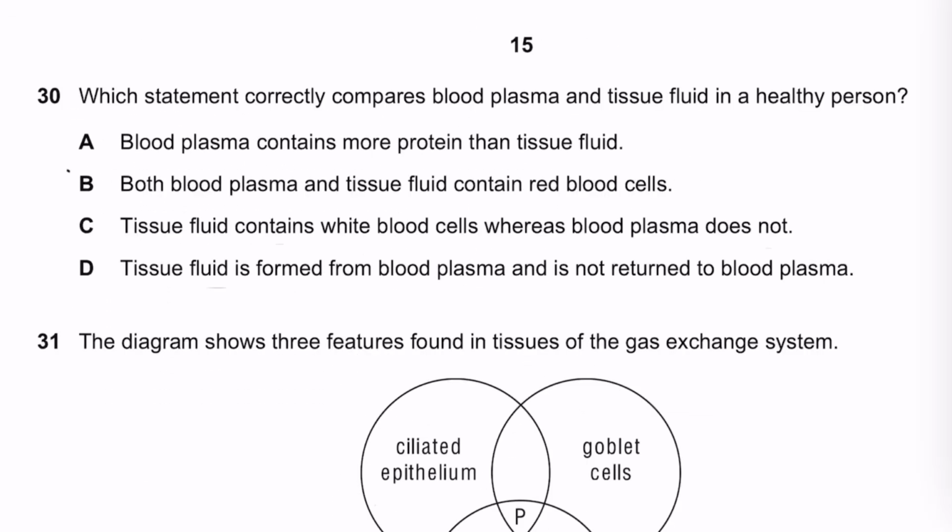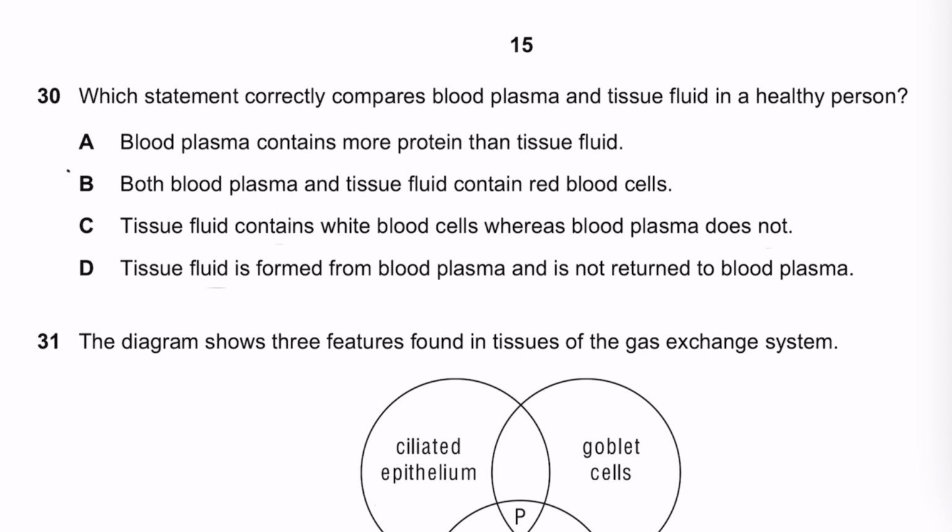Which statement correctly compares blood plasma and tissue fluid in a healthy person? Blood plasma contains more protein than tissue fluid. Actually, yes, that makes sense, because blood plasma consists of both the large size plasma proteins and the small size plasma proteins, whereas tissue fluid is only composed of the small size plasma proteins.